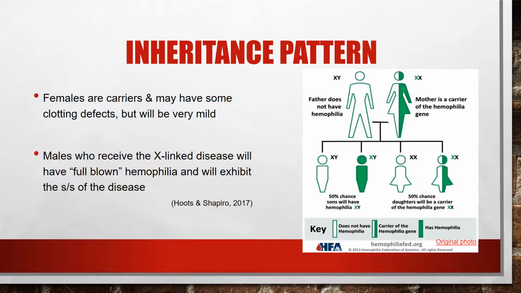Inheritance pattern. So females are carriers and may have some clotting defects, but they will be very mild compared to the male counterparts who cannot be carriers. They either have the disease or they don't. Males who receive the X-linked disease will have the full-blown hemophilia, and they will exhibit the signs and symptoms of the disease. So like we said, men cannot be carriers, but females can be. And a female carrier may have some clotting issues, but they will always be mild compared to the male counterparts.